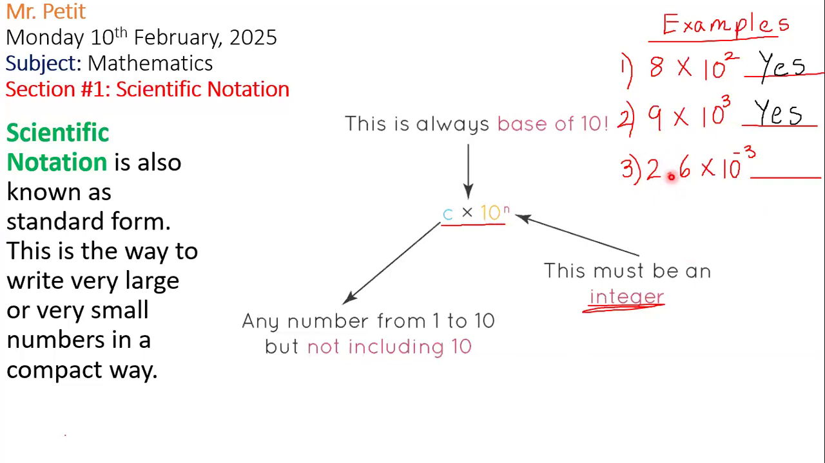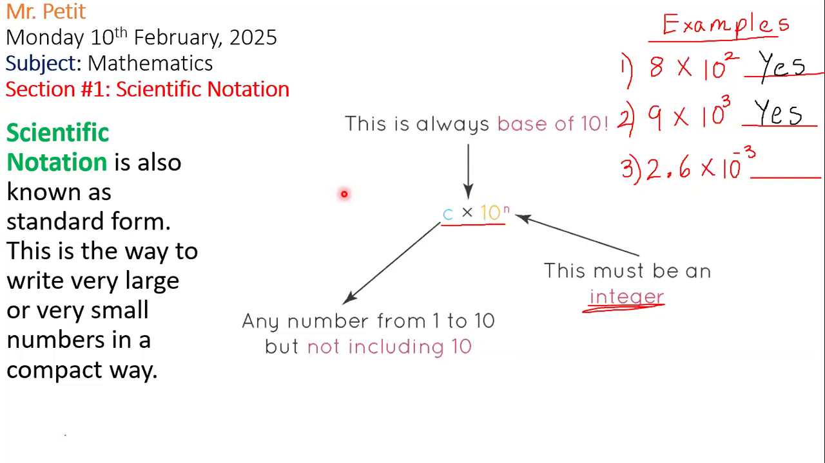Does that satisfy it? I think it's yes. I mean, it says 1 to 10, but does it include decimals? I don't know. That's a good question. 2.6 is still between 1 to 10. But does it include decimals? I don't think so.